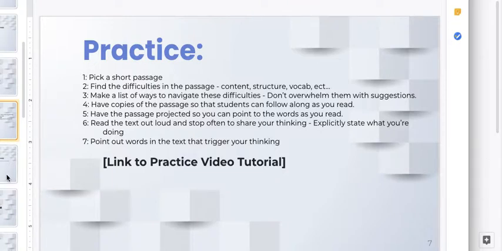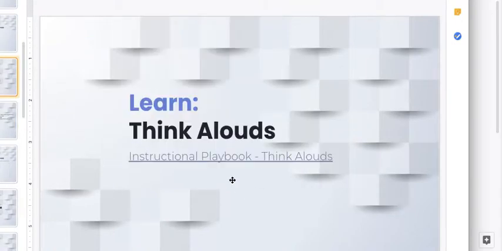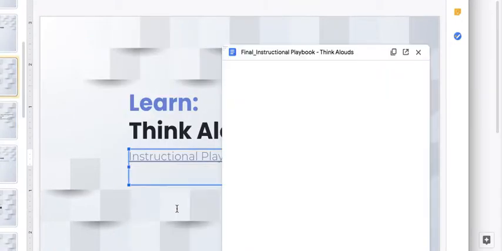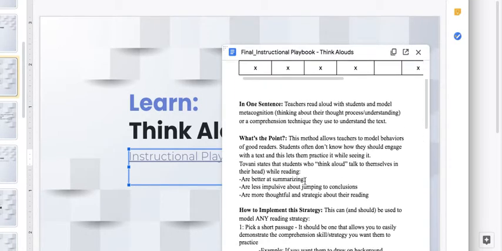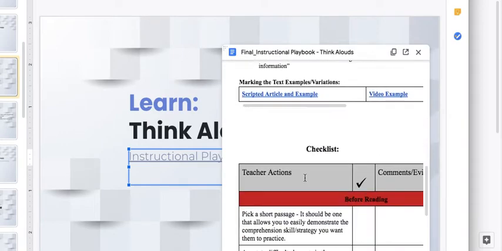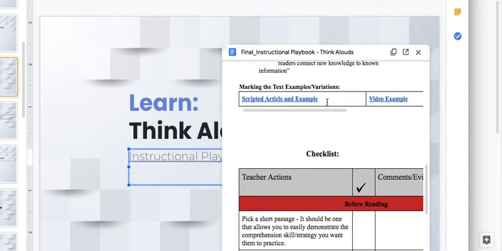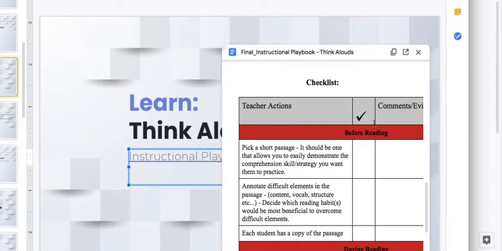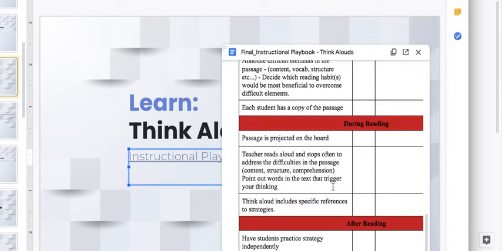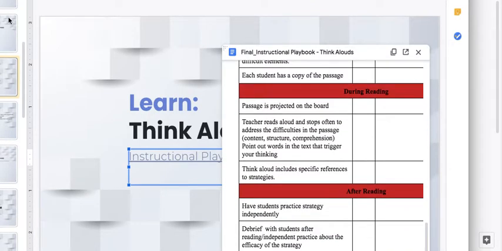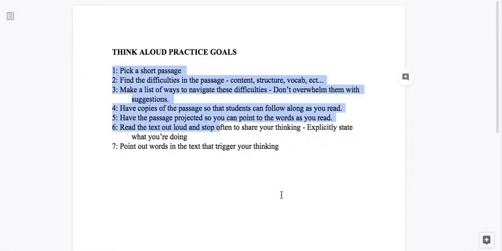in that slide, you have not only the quick breakdown, but you have access to the instructional playbook, and it will break all of that down for you. Yes, and much more detailed information. It also gives you some of the templates, examples, and then it has the checklist there for you. You'll notice the checklist is broken down into 3 sections. There's before reading, during reading, and then after reading. So all of that information is nice and handy there for you. Moving on, let's look at our goals.